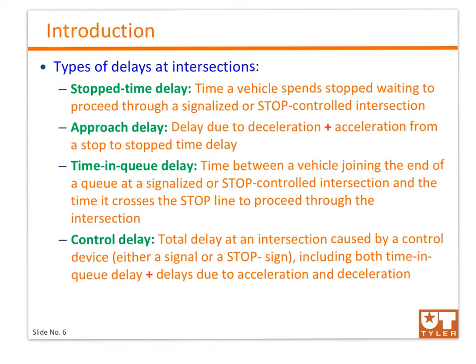Now the control delay is basically the total delay at an intersection caused by a control device, either a signal or a stop sign. This includes both time in queue delay plus delays due to acceleration and deceleration. So control delay is simply the time in queue delay plus the approach delay.